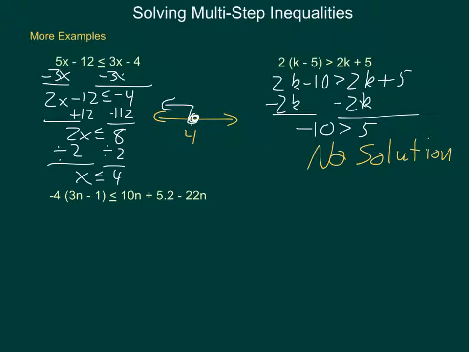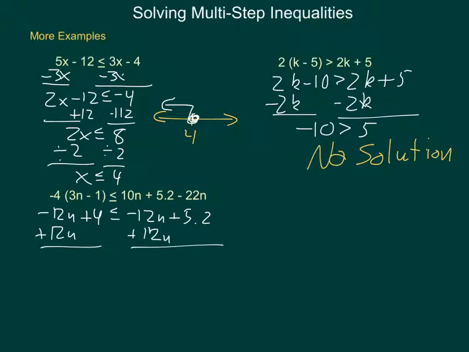Next, again, I need to distribute on the left and need to combine like terms on the right. So I get a negative 12n plus 4 has to be less than or equal to negative 12n plus 5 and 2/10. That puts all my simplification done. Next, I'm going to add 12n to both sides so that I have all my variables combined. I now have 4 is less than or equal to 5 and 2/10. And looking at this, the answer is yes, it is.